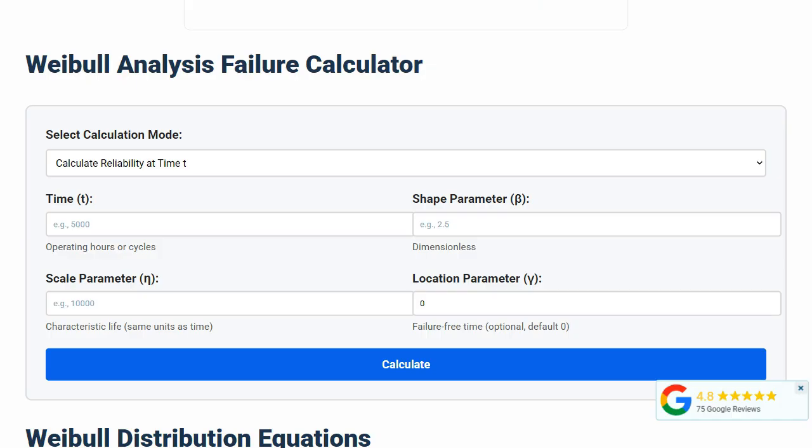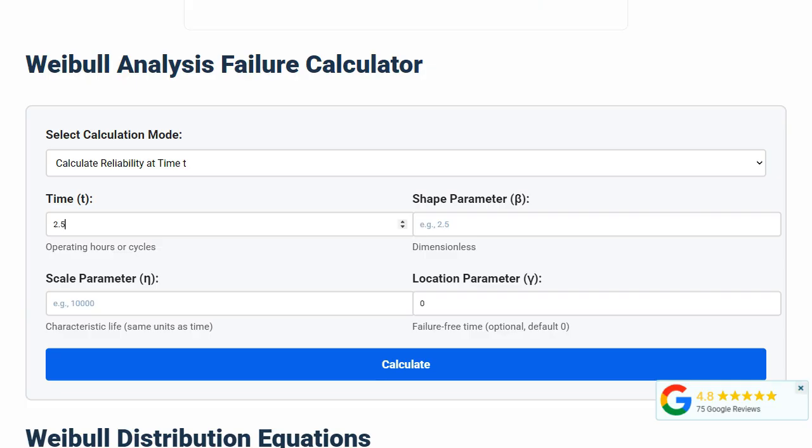To use this calculator, you'll need to enter your failure data parameters. Start by inputting the shape parameter beta, which describes the failure behavior. A beta less than 1 indicates early life failures, while values greater than 1 suggest wear-out failures.